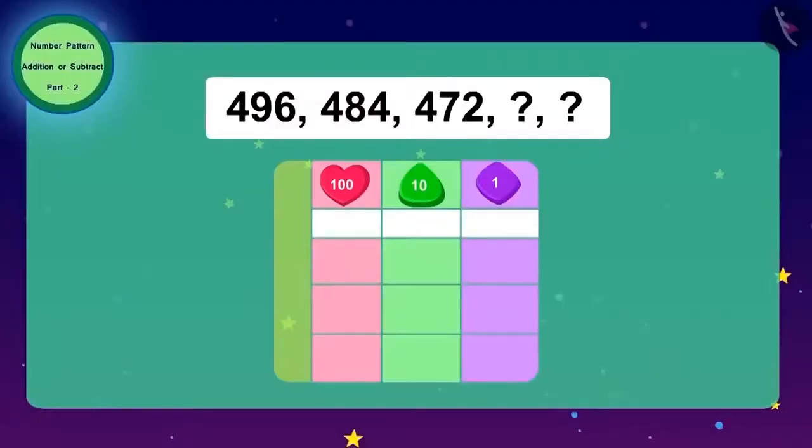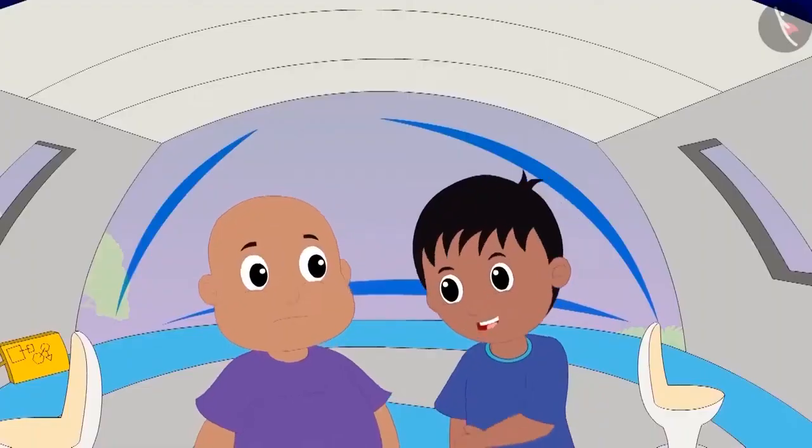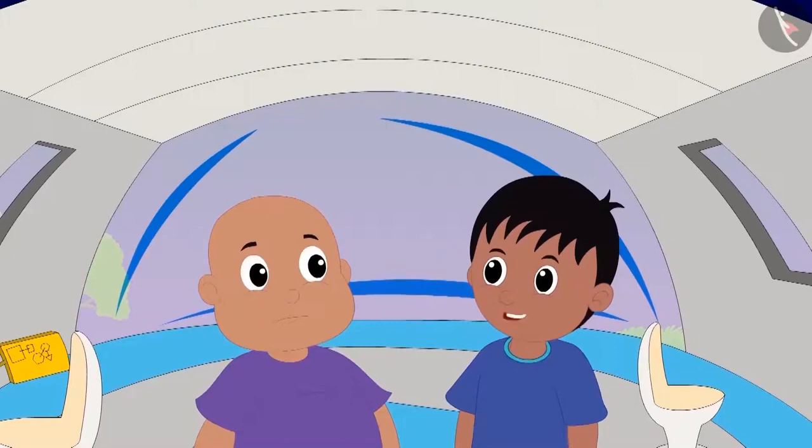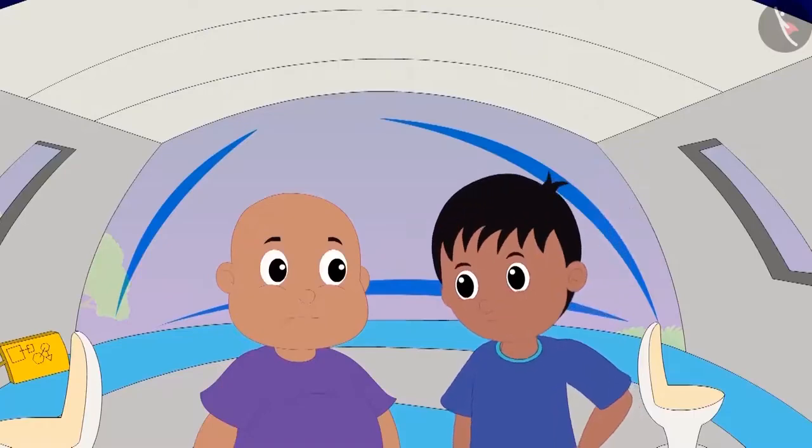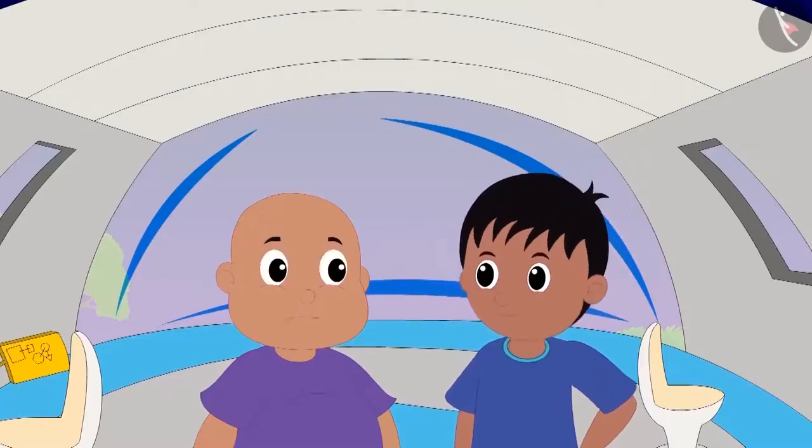Raju first subtracted 484 from 496. Now, how much did he get? He got 12. Now he subtracted 472 from 484. Then how much is left? Again, he got 12. Bablu, I got the pattern. In this code, every number is 12 less than its previous number, Raju said to Bablu.